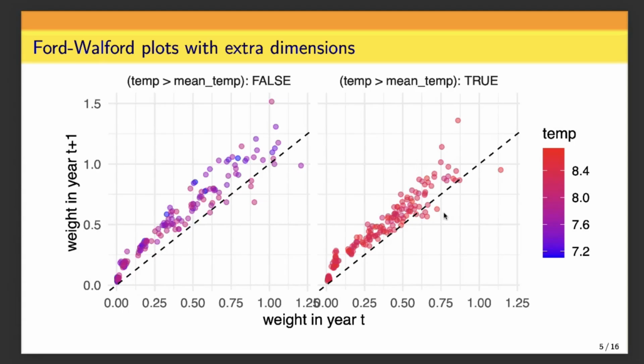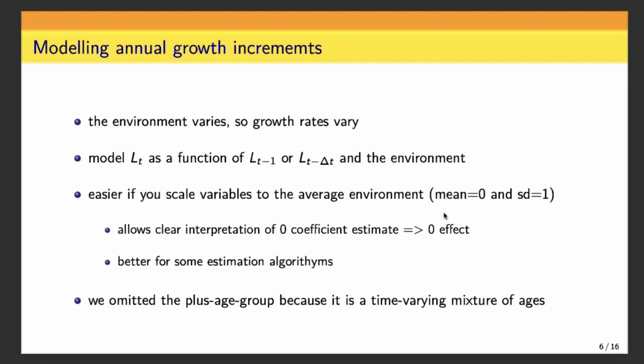So one way to think about it is looking at these Ford-Walford plots with extra dimensions. I divided up the data into 2 groups. One where the temperature is above the mean, that's the red group on the right, and the other is the temperature below the mean, that's the group on the left. You can see that on the left, growth is slightly higher than it is on the right, and that's because of the temperature dependence of this growth process. And that's just one example.